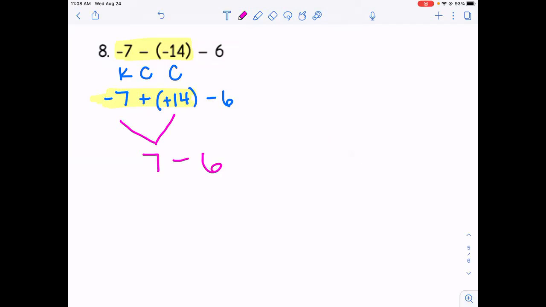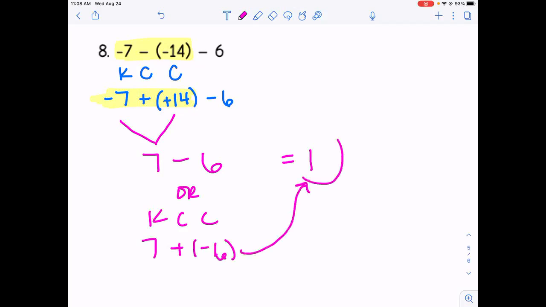Now, most of us don't need to do the keep, change, change, but if you want to, you can. We can say that 7 minus 6 is 1, or if you do keep, change, change, we see that we have 7 plus a -6. We get 1 either way.